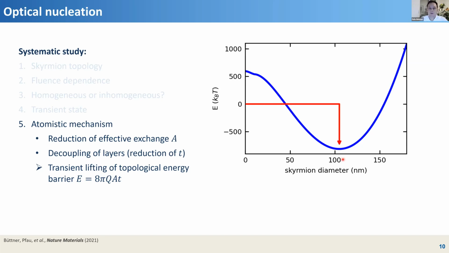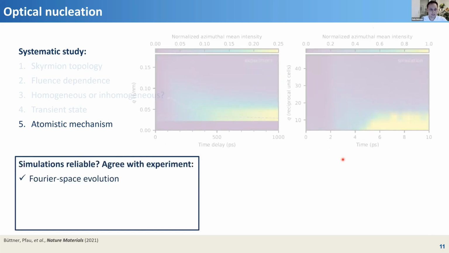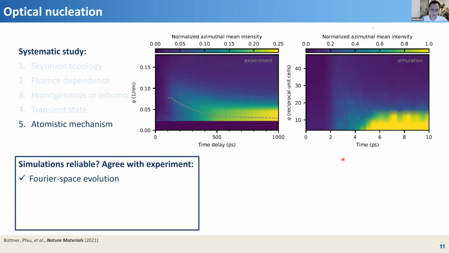So why do we believe these simulations? Because they agree with the experiment in 4 key areas. First of all, the Fourier-space evolution. This is the Fourier-space evolution recorded in the XFEL experiment, and this is the evolution we obtained from the simulations. They have different timescales because of simplifications of the model, but otherwise they look qualitatively very, very similar.